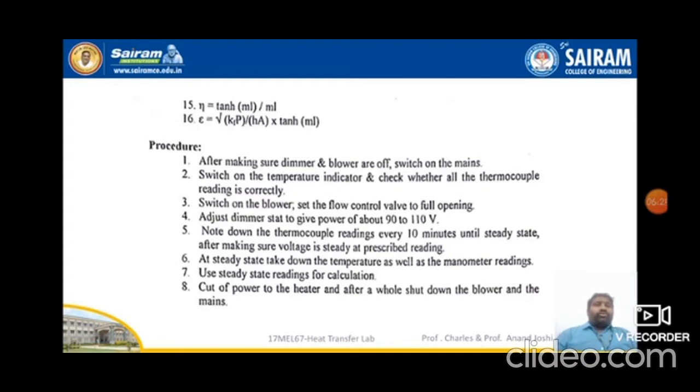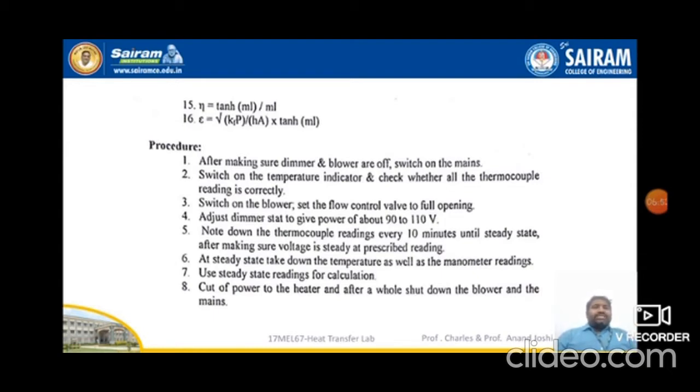Fourth, adjust the dimmer stat to give power of about 90 to 110 volts. So we have to adjust the dimmer stat in such a way that the voltage is in that range. Fifth, note down all thermocouple readings every 10 minutes until it reaches a steady state. After making sure the voltage is at the prescribed reading, you stop it.